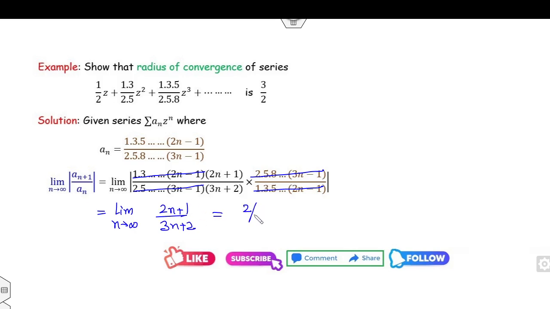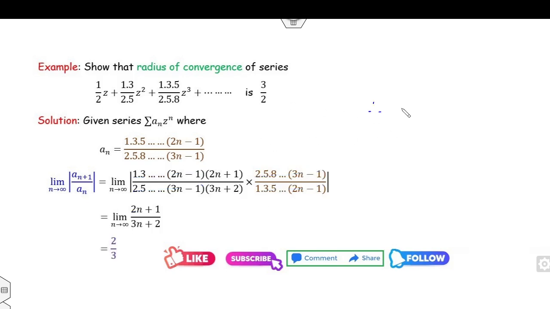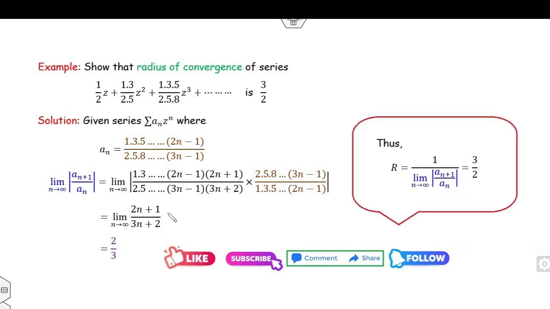So it's an infinity by infinity form. You can apply the L'Hopital rule. It's 2 over 3. Fine. No, sorry. Still your target is to find the value of the r. So r will be 1 over the limit of a_(n+1) over a_n. So the value of this will be 3 by 2. So can you find the radius of convergence? |z minus 0| is less than 3 by 2 and the coefficient of the z is my 1. So this value of 3 by 2 is known as the radius of convergence.